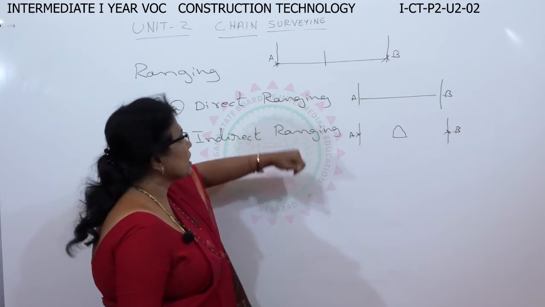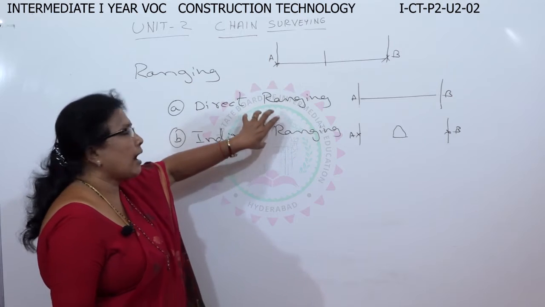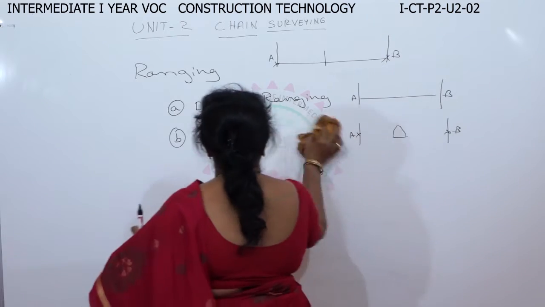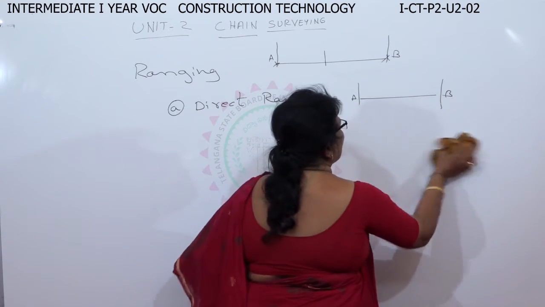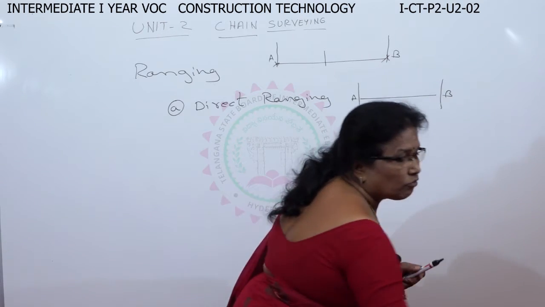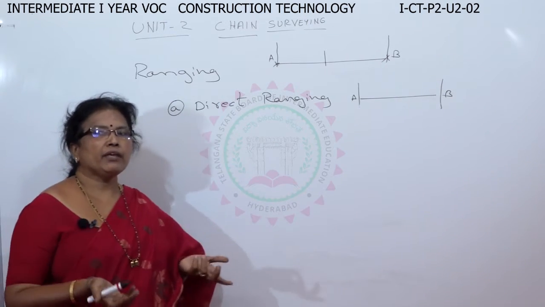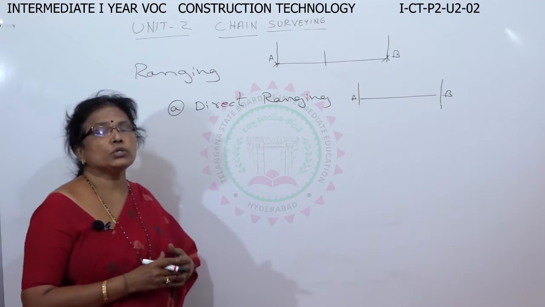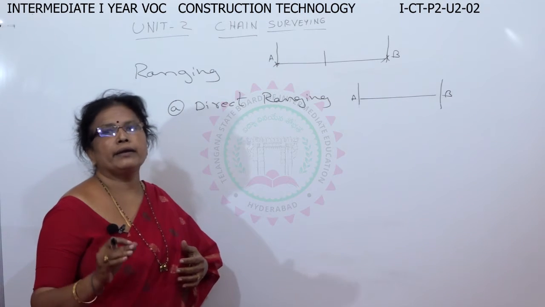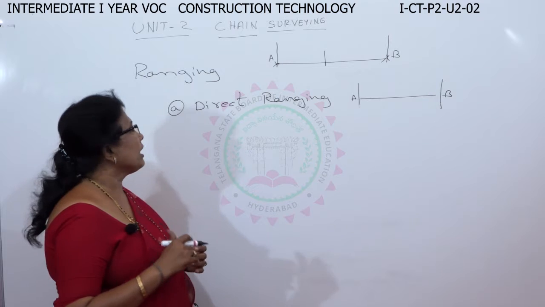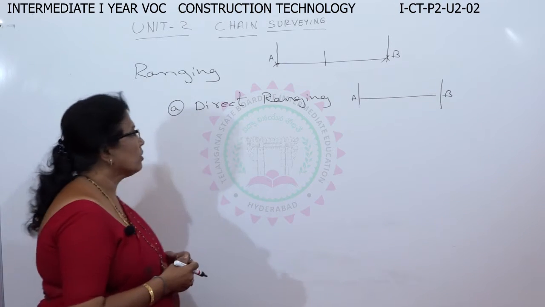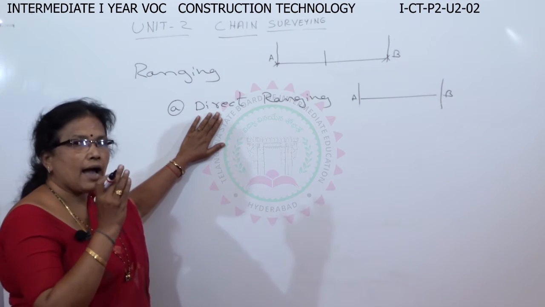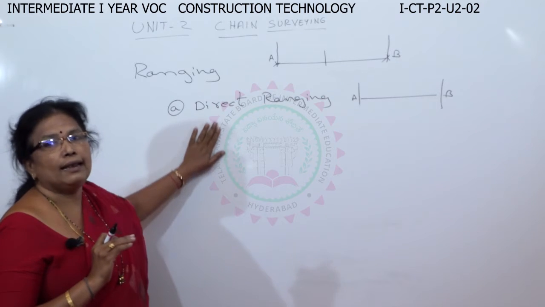Now this is a 6 marks question. Let us see how direct ranging is done and how indirect ranging is done. In the exam, they will ask you what is ranging, what are the different types of ranging. Explain any one method. You may also get a question like explain only indirect ranging, or explain direct ranging. Like that also they may ask you. Now, direct ranging is done in two ways: one is by eye and another is by line ranger.